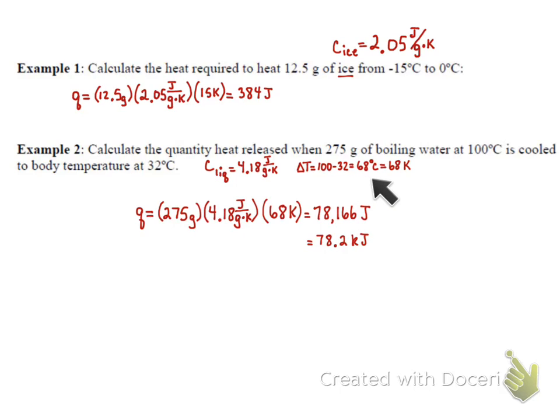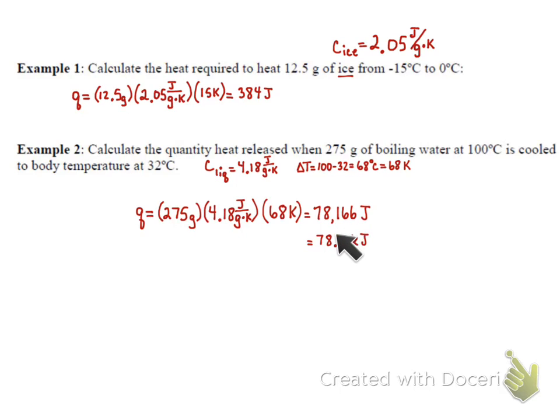We are going to use the absolute value here and not worry about the sign changes. We're just going to calculate the quantity of heat, which is for 68 degrees Kelvin. So Q is going to be mass, 275, times C, 4.18, times 68, which is the change in temperature, 78,166 joules.